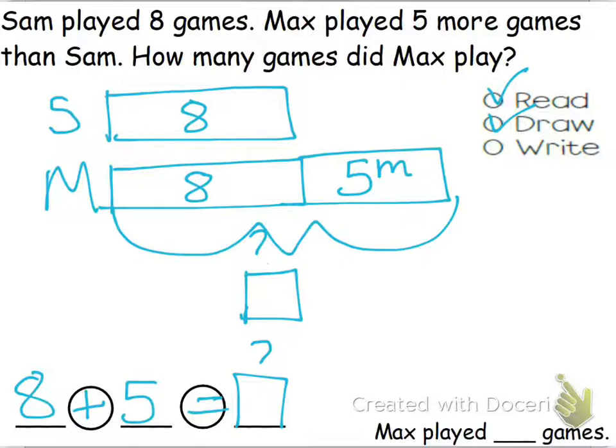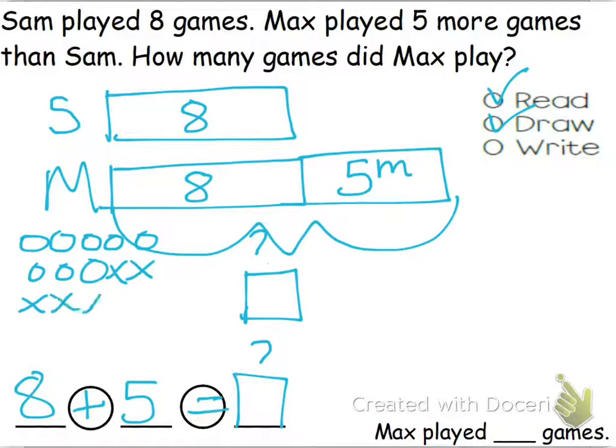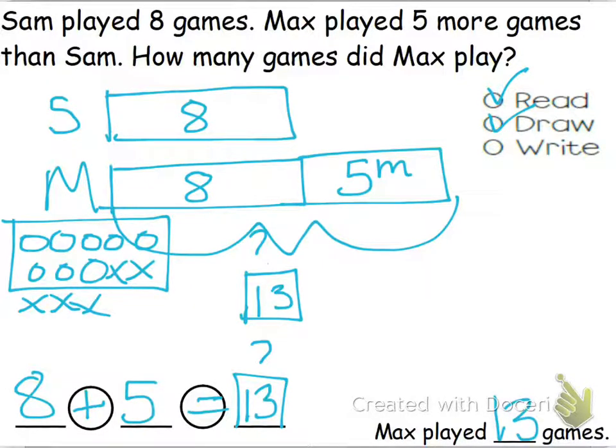Well, how can we figure out our whole? Well, we know that to figure out our whole, we have to add our part plus our other parts, our 8 and our 5, which is what our number sentence says. So there's a few different ways you can do it. You could draw 8, and then 5, 1, 2, 3, 4, 5, and then you can count it. Or you can just count on 8, 9, 10, 11, 12, 13. 13. So Max played 13 games. So that is another way you can also do it.